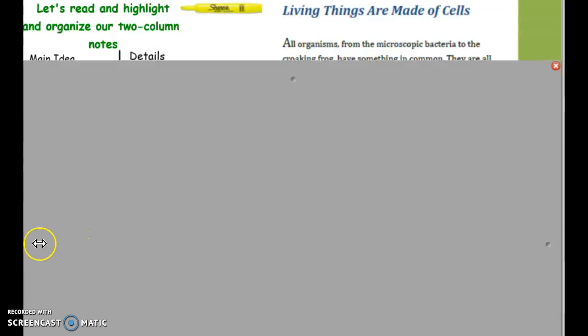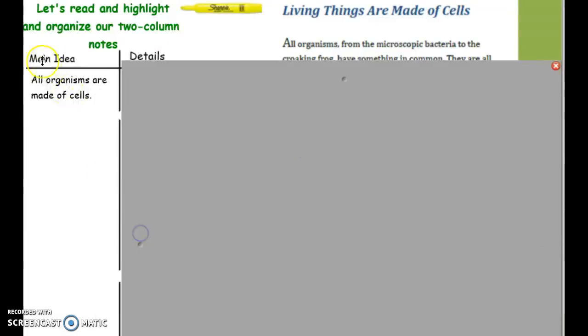I don't want to give you all the answers. Aha. All organisms are made of cells. You can go ahead and fill that in. So look at your details, okay? Go through your text. Remember, they go in order. So look through the text and see if you can find the words that go in the rest of page 5.